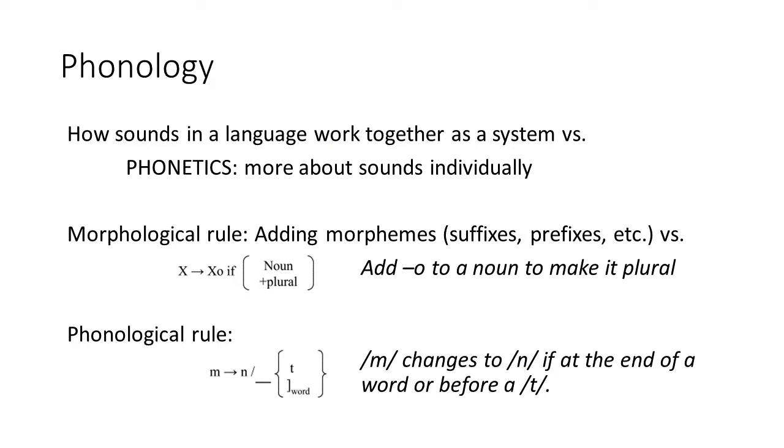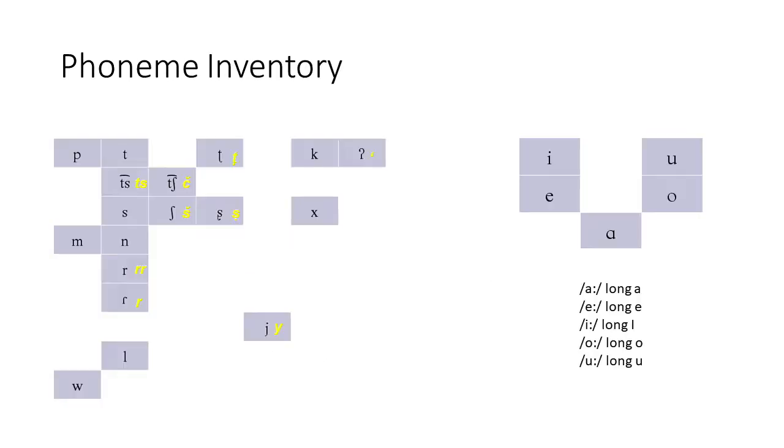Now, the slash just indicates environment, specifically when you will see this change happen. So the underscore basically means that is where the position of the targeted sound is going to be. And in this case, you can see there's brackets and it's before T or at the end of a word. So you might need more getting used to looking at phonological rules to understand specifically, but they might get a little bit more complicated, but I'll explain through it.